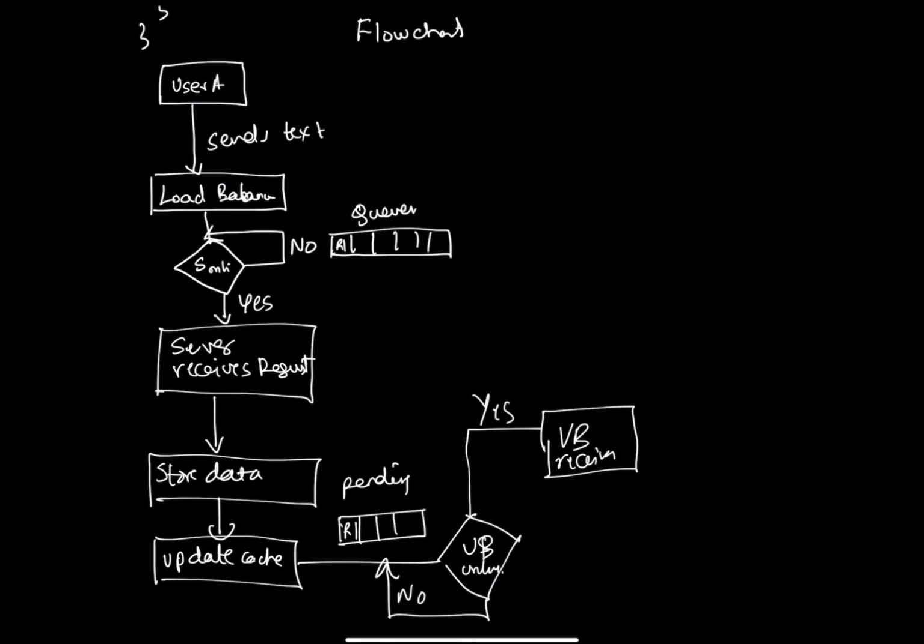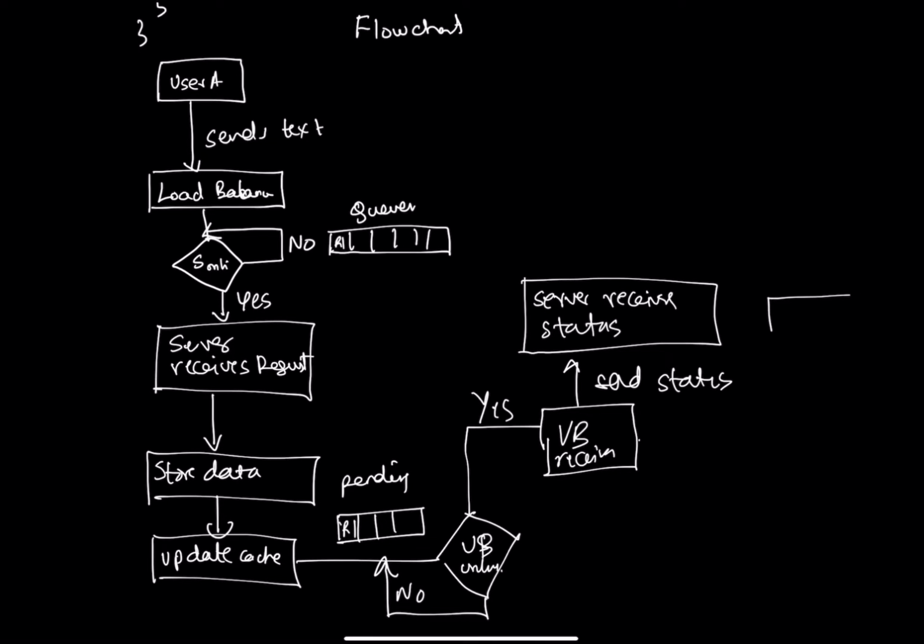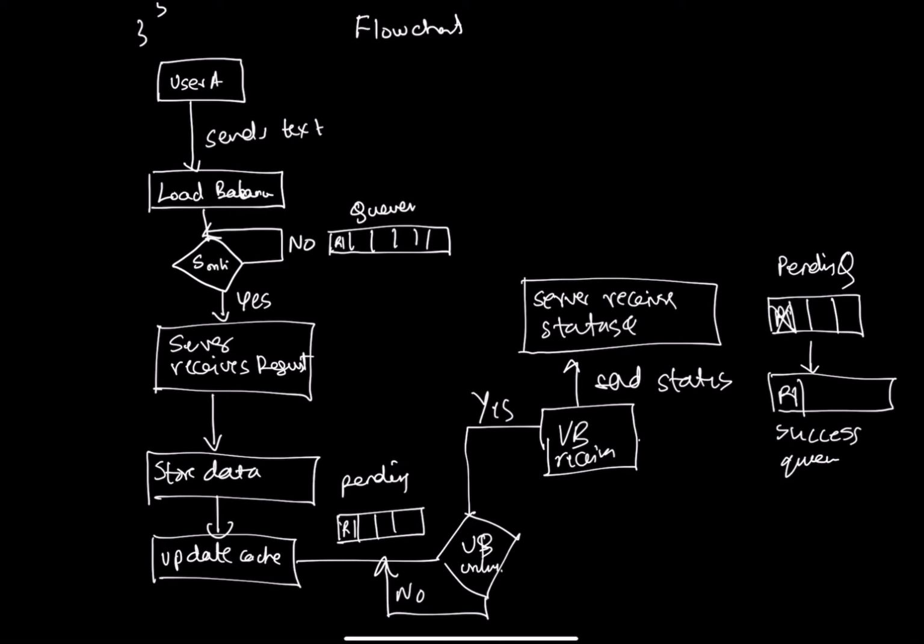Then you also update the status. User B has received the request. The server sends status. Server receives status. So here from your pending queue R1, it'll go to the success queue R1, and this will be removed. So server receives the status and updates the success queue.